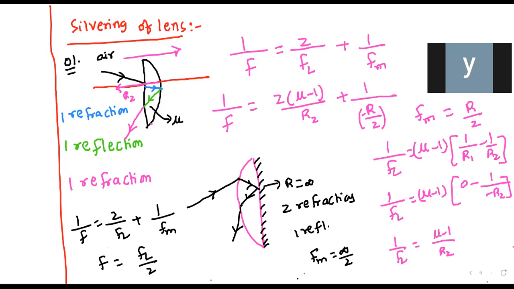Similarly, I can silver the convex spherical surface. Here I considered a plano convex lens. Similarly, I can consider the plano concave lens. Plano concave lens.